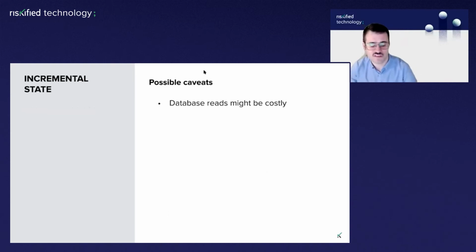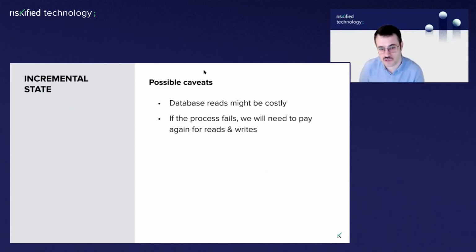So database reads might be costly. You might be paying per read, like many databases have this kind of feature, and maybe you don't need to actually read everything to do that, and we'll see how in a bit. And also, if the process is going to fail, we need to pay for everything from the top, right? Because we said it's a distributed system, stuff might fail, and then what happens? We just need to run over again, and maybe we don't have to do that. Maybe we can do something else.